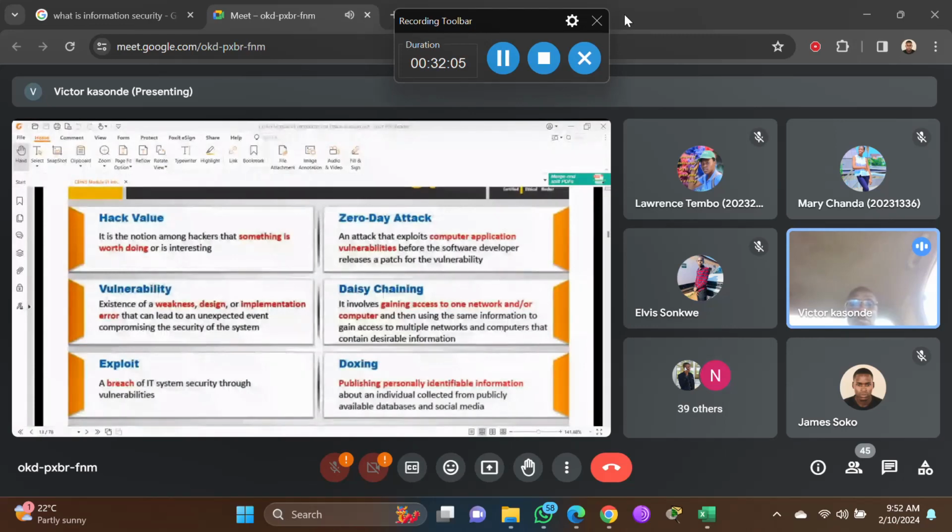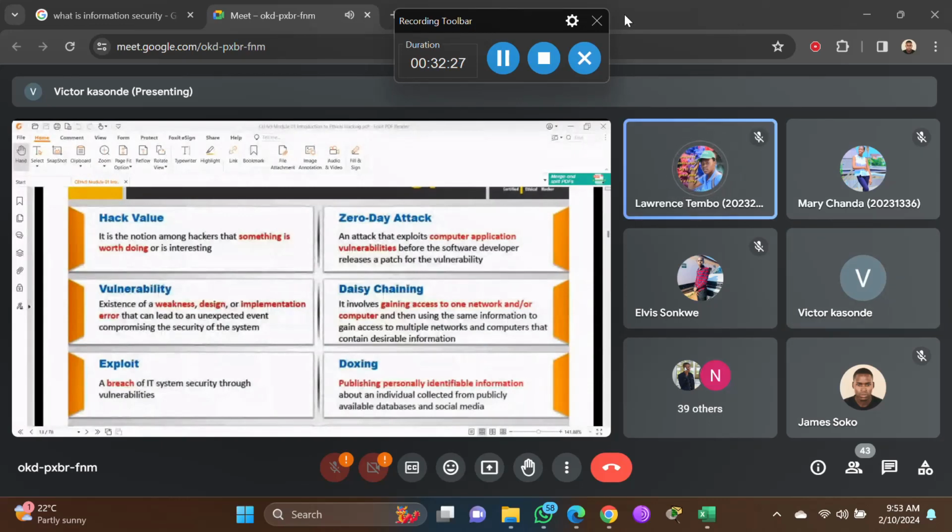This software has been launched. That's why they are saying, have you seen? Before the software developer releases a patch for the vulnerability, it is in use. Now you just want to patch that particular thing. All right, sir, I get it.